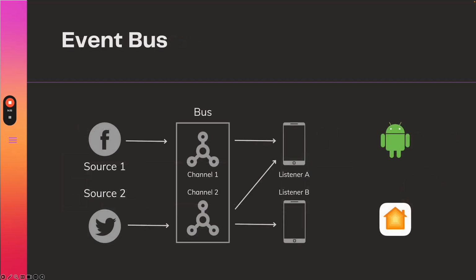Next, we have the event bus architecture. As you can see, it's a little more complex, so not worth going through all of that detail really. But just to let you know, this is essentially how the Android operating system works, and also Apple HomeKit. I'll be in trouble there.